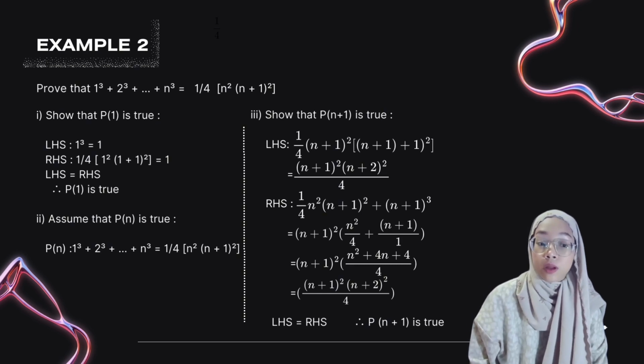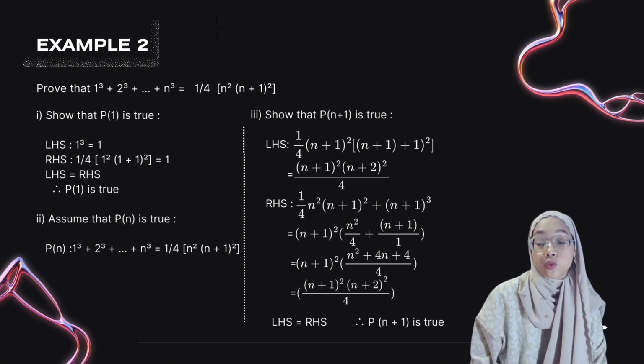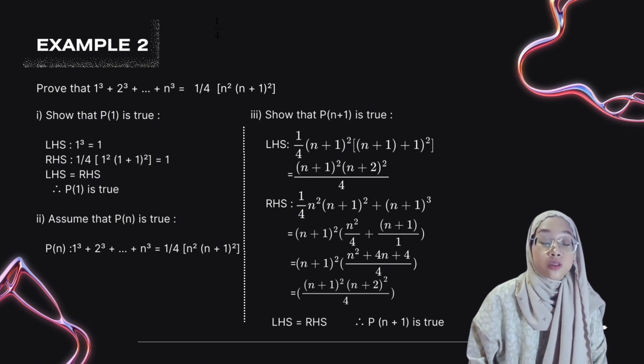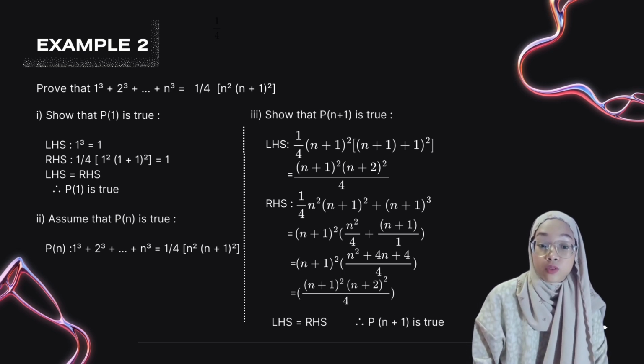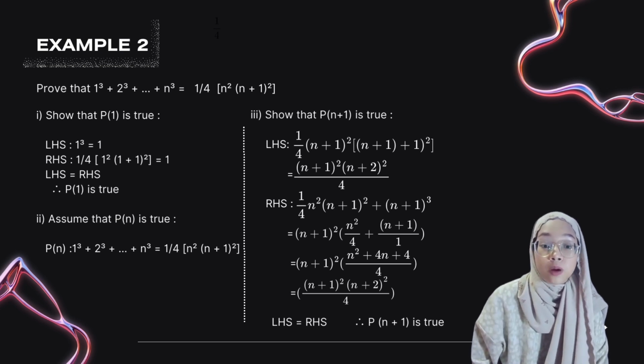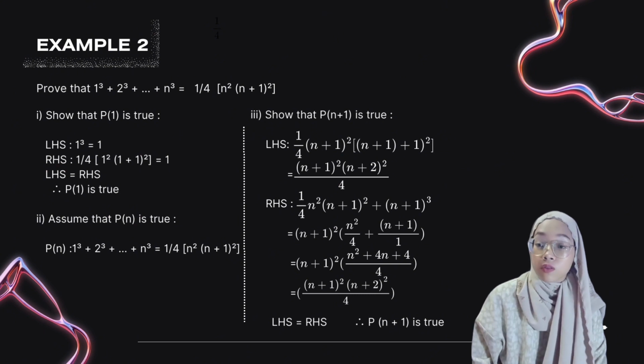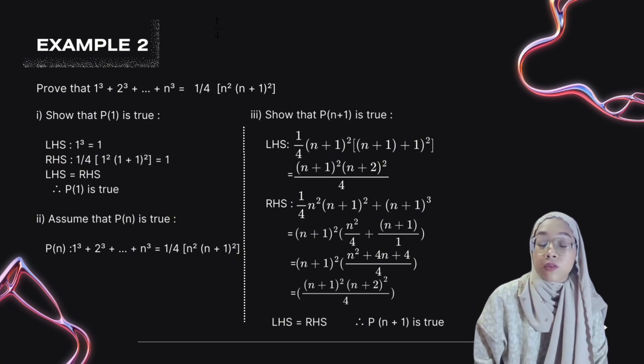Okay, step 2, assume that Pn is true. So Pn equals 1 power 3 plus 2 power 3 plus up to n power 3 equals 1 over 4 n power 2 n plus 1 power 2. Step 3, show that Pn plus 1 is true. So left hand side 1 over 4 n plus 1 power 2, n plus 1 plus 1 power 2 equals n plus 1 power 2 n plus 2 power 2 over 4. Right hand side 1 over 4 n power 2, n plus 1 power 2 is taken from Pn, plus n plus 1 power 3 is taken from the equation. Substitute n with n plus 1. And then n plus 1 power 2, n power 2 over 4 plus n plus 1 over 1.